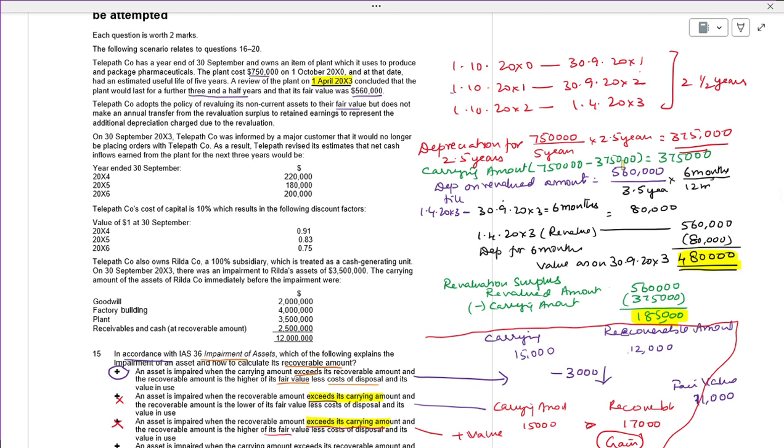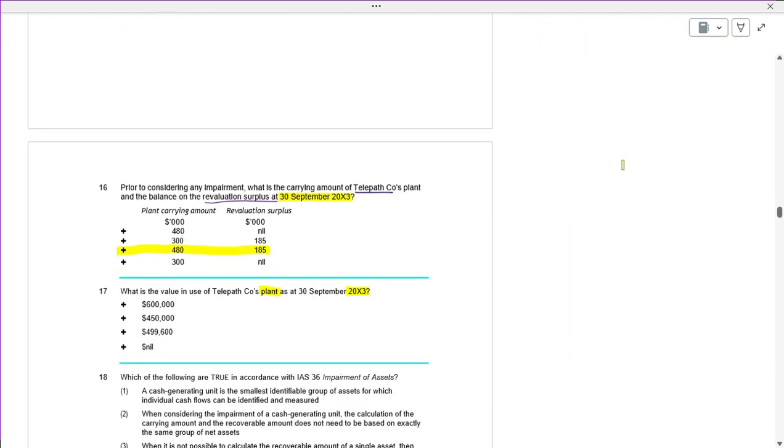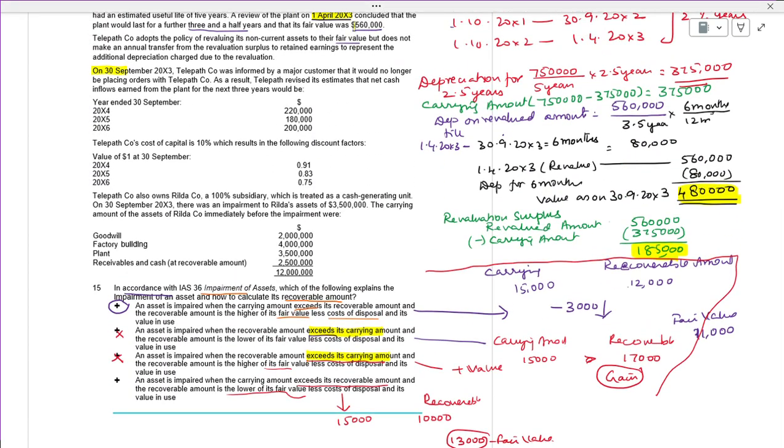See what they have mentioned. These are the discount factors. They say what the cash flow is on 30th September. I will put it like this for your convenience. This is for question number 16, and this is for question number 17.